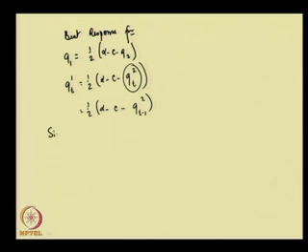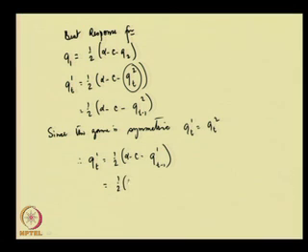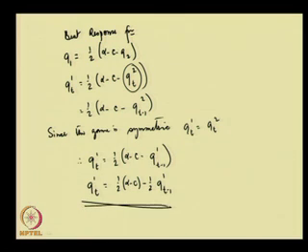And since the game is symmetric, Q_1^t is equal to Q_2^t. So, if I simplify this a little bit more, we get this. So, that is how the output of firm 1 depends on its own output in the previous period.